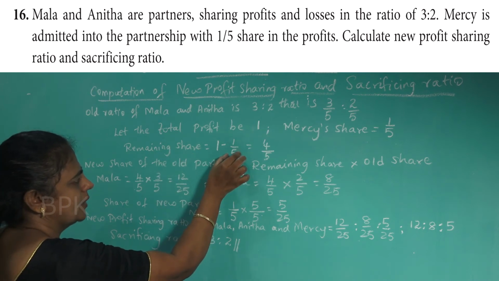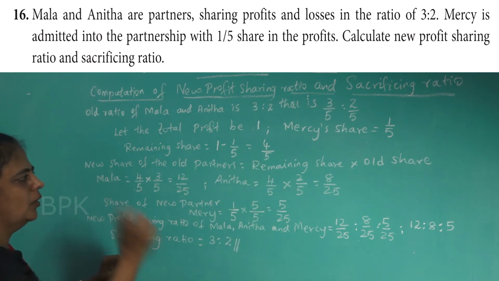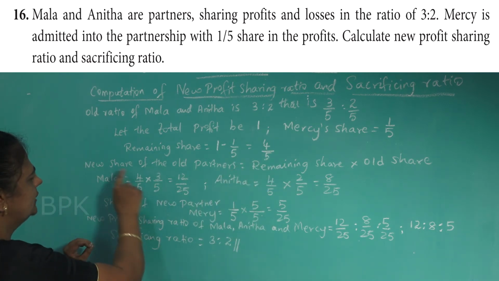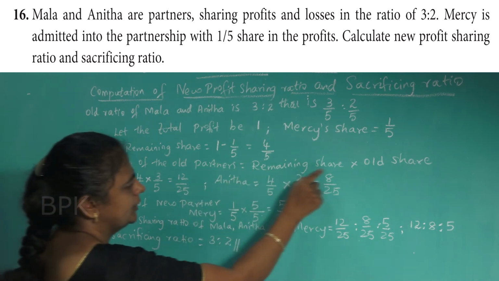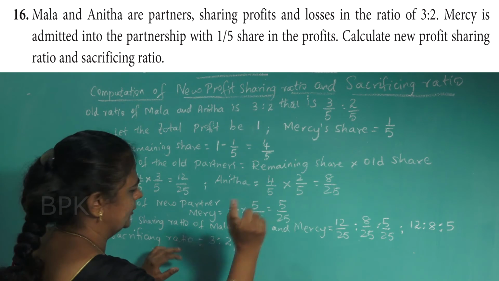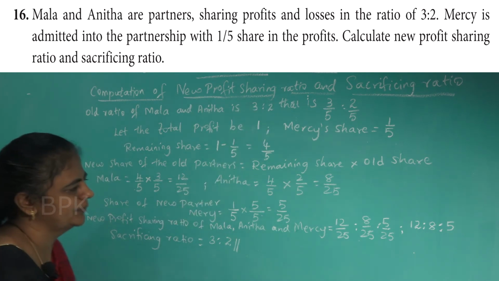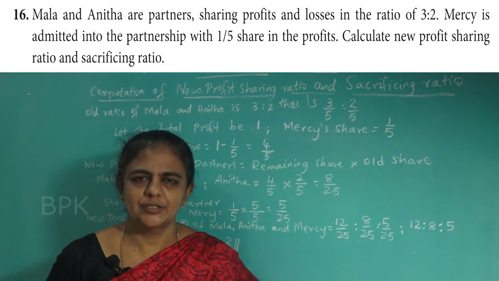Calculate the remaining share. So Mercy's share is 1/5, and the remaining share is 4/5. This remaining share has to go to both the old partners. So the formula is: new share of the old partners is equal to remaining share into old share. Use that to calculate the new profit sharing ratio, and your sacrificing ratio will be the same as the old ratio. Okay. Hope you understood, children.